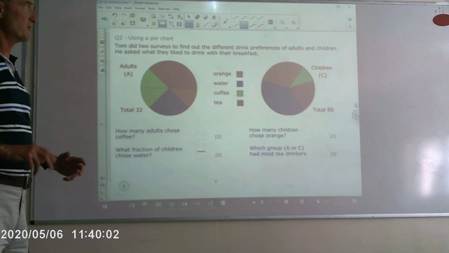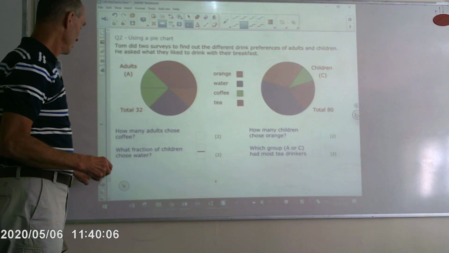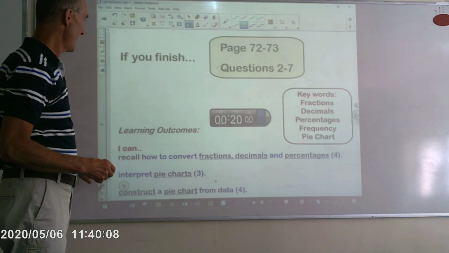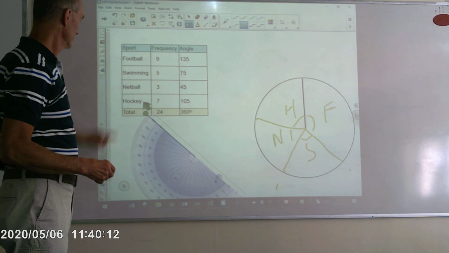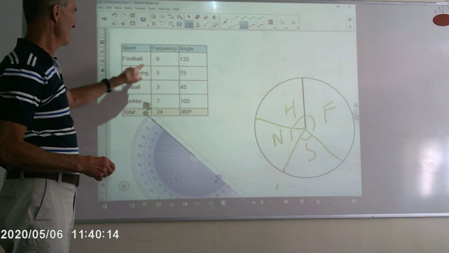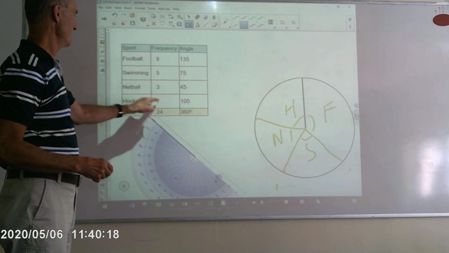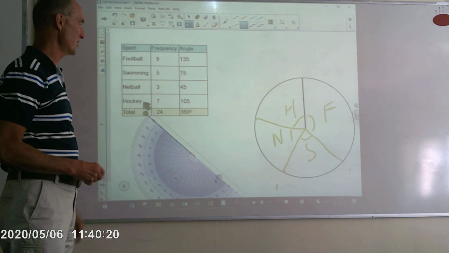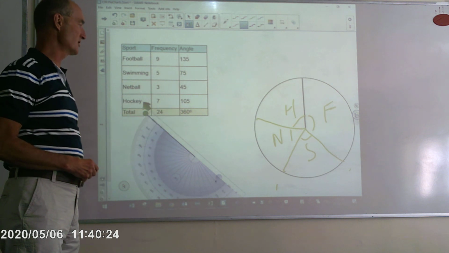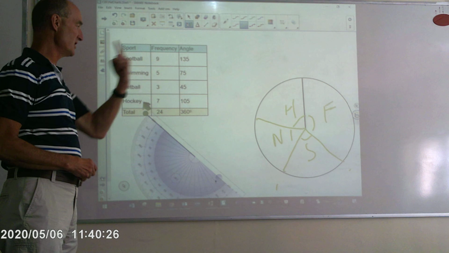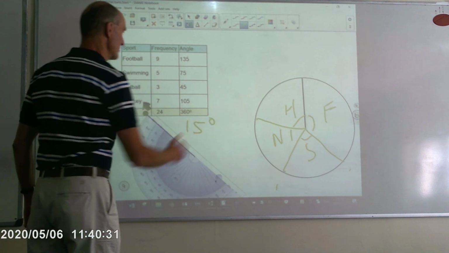That's all I'm going to go through today. So you've had a starter activity. We've done some work on producing a pie chart. It's this idea of 9 people prefer football, 5 people prefer swimming, 3 prefer netball, 7 prefer hockey. We've got 24 people in total. Those 24 people are represented by 360 degrees. So each one person is represented by 15 degrees.